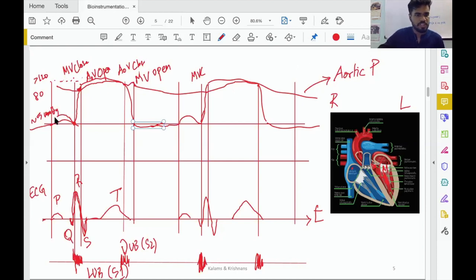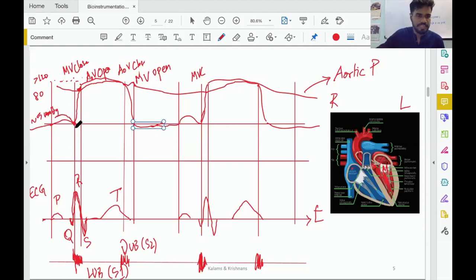At this point I'm starting to draw the atrial pressure. When that pressure goes below the left chamber's pressure, the left ventricle's pressure, the mitral valve closes. So essentially the pressure values determine whether the valves are open or closed. Simple physiology. Whichever side the pressure is higher, the valve opens and closes accordingly. And in fact, it can open only on one side. That's why it's a valve.